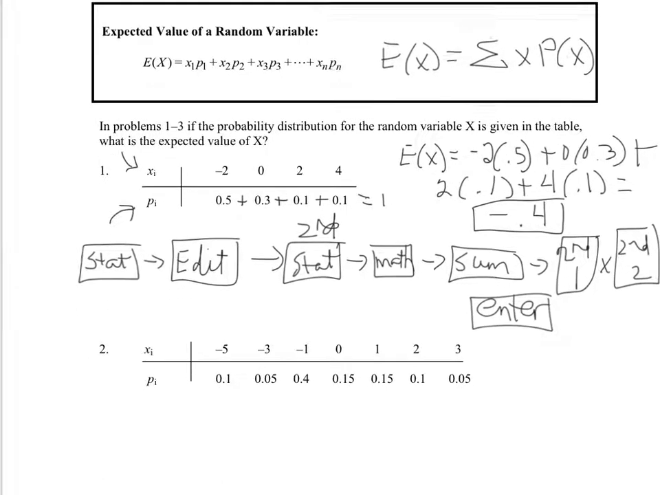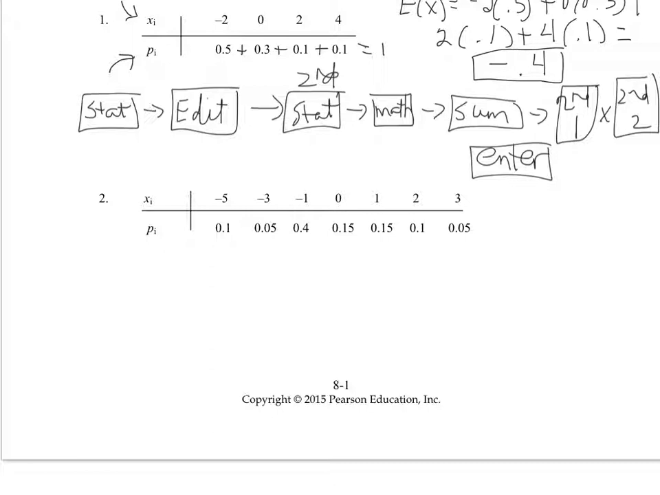Okay, now here's another table. This one has a few more items in it. Again, you can do it manually, or you can use the stat feature. I'm going to give you an opportunity to decide which way you want to do this, and you can either enter it in following the instructions that I gave above on how to put it in your calculator in L1 and in L2, or you can just simply multiply these out manually and then add up all of those sums.